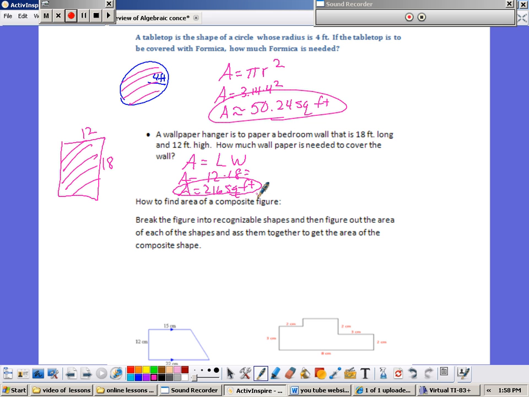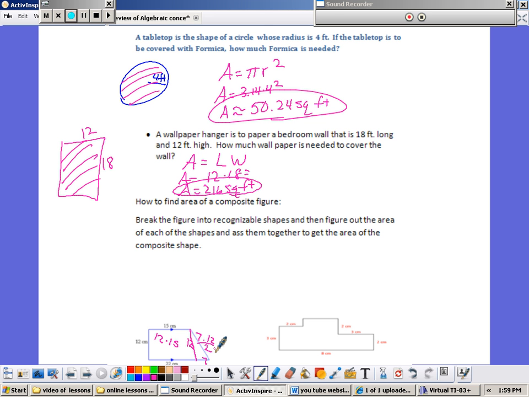How to find the area of a composite figure. To find the area of a composite figure, you may have to break the figure into shapes that you can handle. For example, I don't know what the formula for this shape might be, but I know I have a rectangle and a triangle. My rectangle is 12 by 15, so 12 times 15 will give me that area. My triangle must be 7, because this is 22 the whole thing and this is 15, so 22 minus 15 is 7 by 12. So it's 7 times 12 divided by 2 is the area of my triangle.